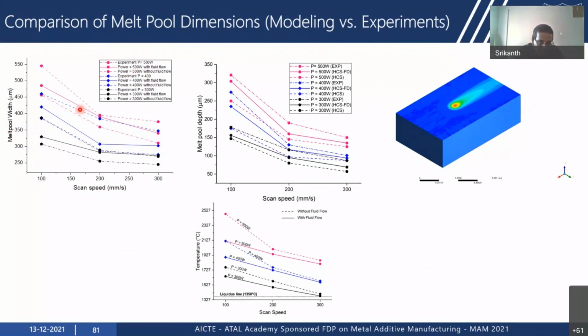This is the one with fluid flow, and this is without fluid flow. You can see that with fluid flow, the melt pool dimensions are in good agreement with that of experimental observations. Again, this is the melt pool width. Again, the same results are seen here. The model with fluid flow shows better agreement compared to neglecting the fluid flow.